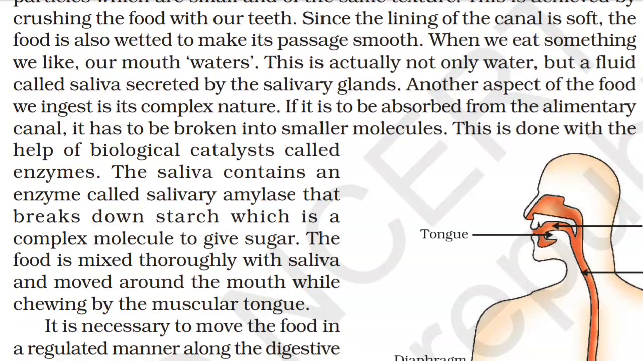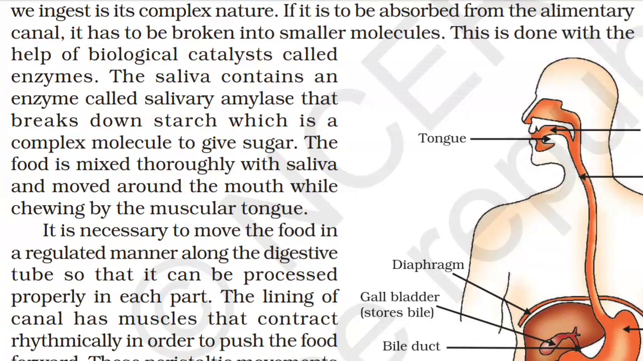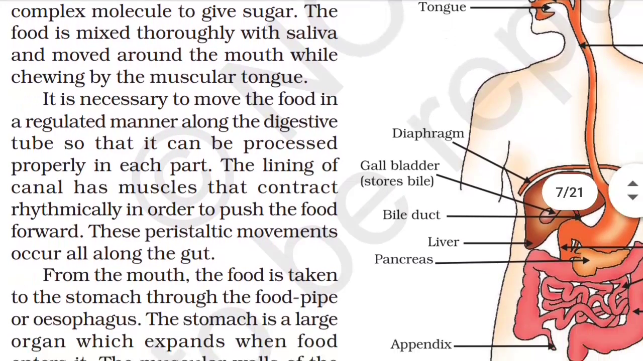Another aspect of the food we ingest is its complex nature. If it is to be absorbed by the alimentary canal, it has to be broken down into smaller molecules. This is done with the help of biological catalysts called enzymes. The saliva contains an enzyme called salivary amylase that breaks down starch, which is a complex molecule, to give sugar. The food is mixed thoroughly with saliva and moved around the mouth while chewing by the muscular tongue.